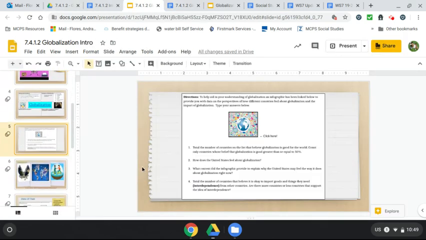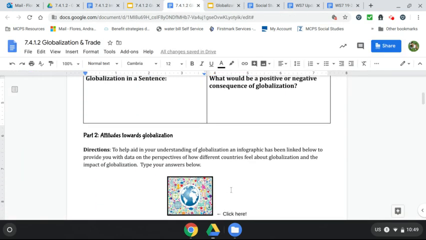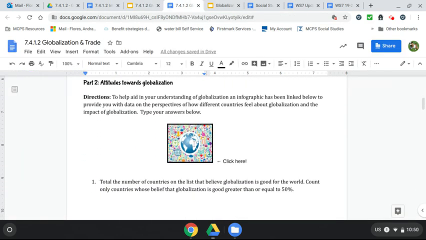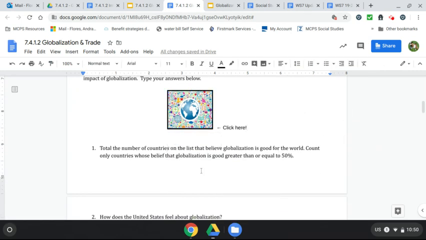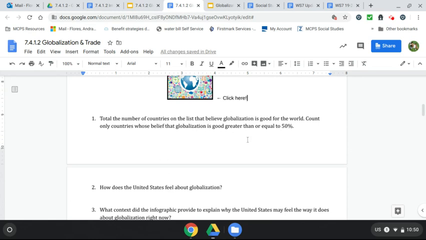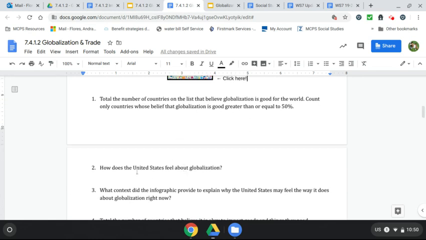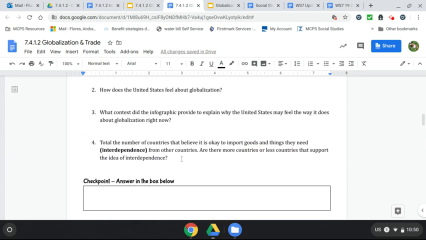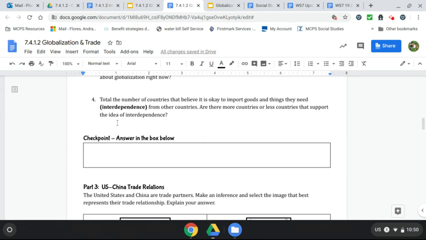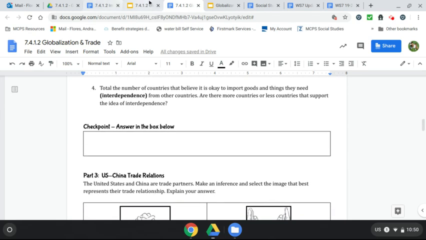The next part is there is an infographic that is linked here for you. You will open up the infographic, and this infographic shows people's attitudes towards globalization by country. So it'll have a list of countries and what their attitudes are towards globalization. Use that infographic to answer these 4 questions. You're going to be looking at the total number of countries that think globalization is good. You're going to look at what the US thinks, and basically just use that data to answer these 4 questions.